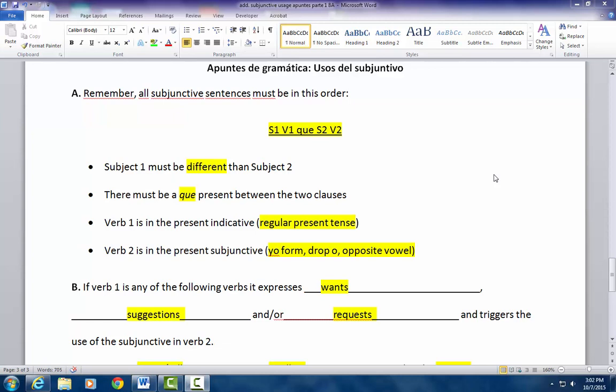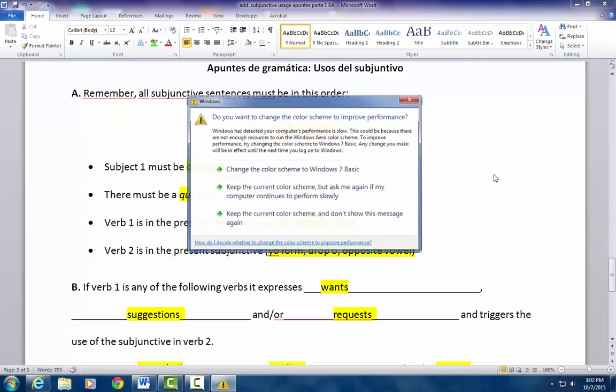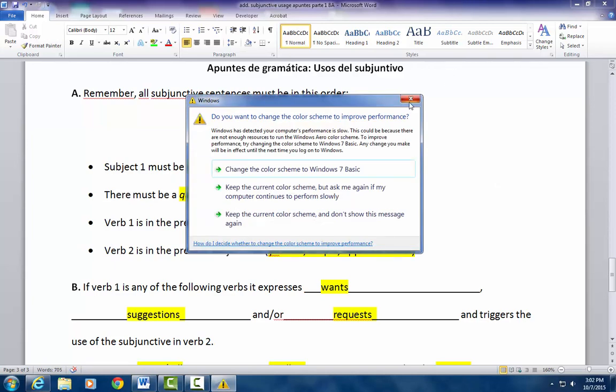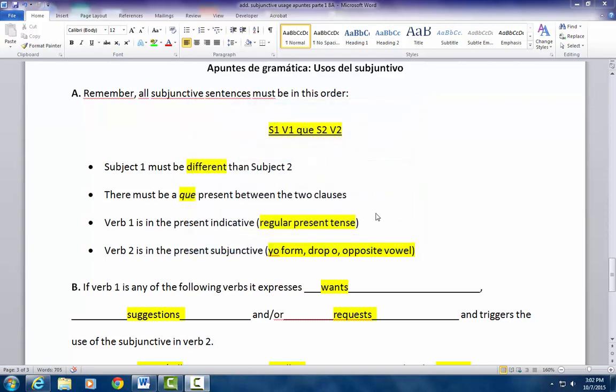Now, subject 1 must be different than subject 2. You can never have mi madre y mi madre or yo y yo. It has to be mi madre, subject 1, and yo, subject 2, or vice versa. There must be a K present between the two clauses. So always when you're formulating these, make sure your K is there.